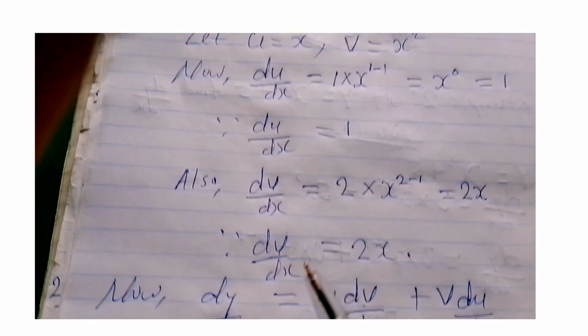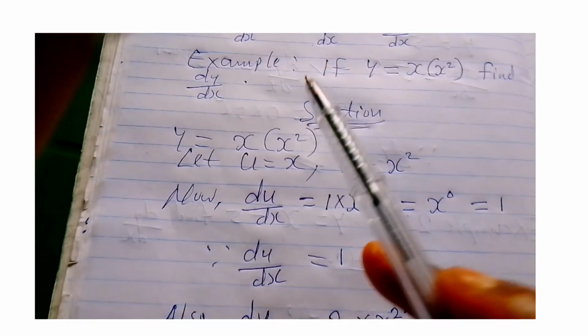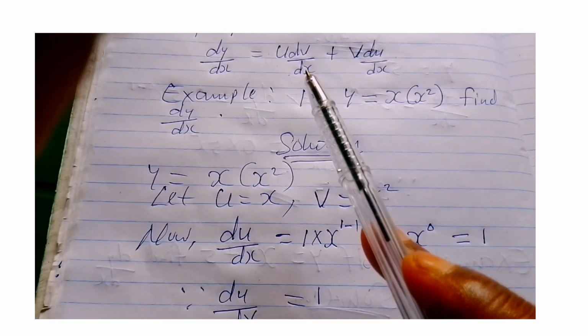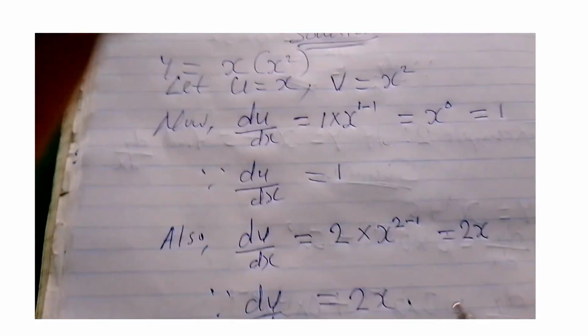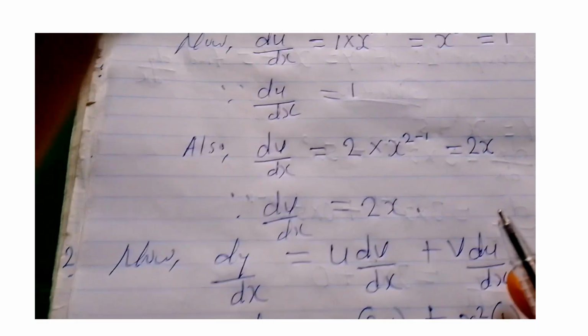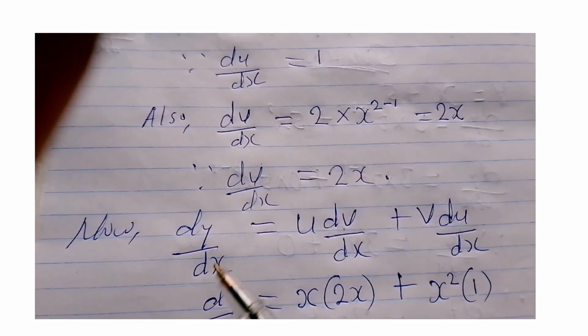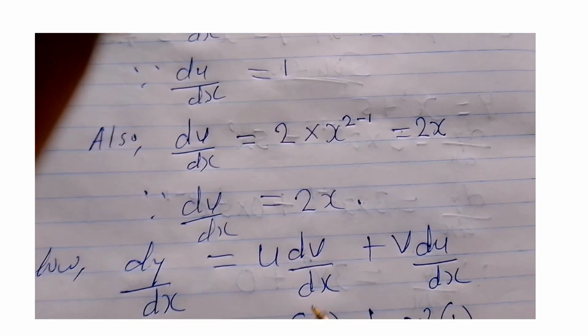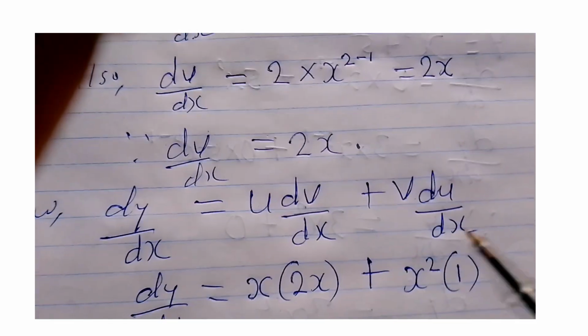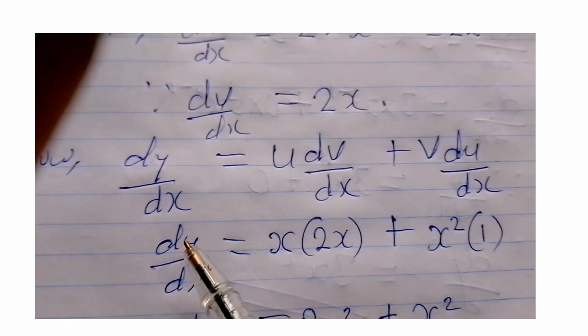Now we have gotten all the parameters. We have our u, we have our v, we have our dv over dx, and we have our du over dx. Let's substitute them into the formula. By the product rule, we know that dy over dx equals u times dv over dx plus v times du over dx, right? Therefore dy over dx equals what?